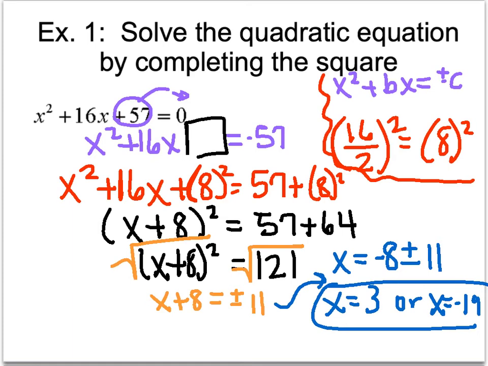Now, getting integers for answers tells me that this trinomial could have been factored using the traditional factor methods, like we do with the x, and we try to figure out the two numbers that multiply to 57 but add to 16. However, you can also see that it can be done by completing the square. So if you get stuck on one of these, where you can't figure out the factors, you can always complete the square.